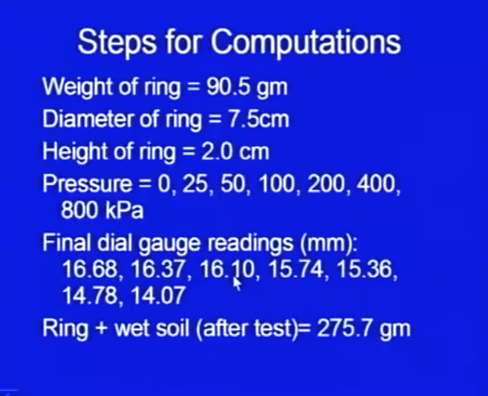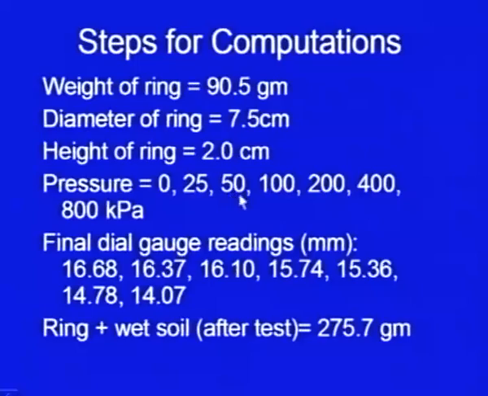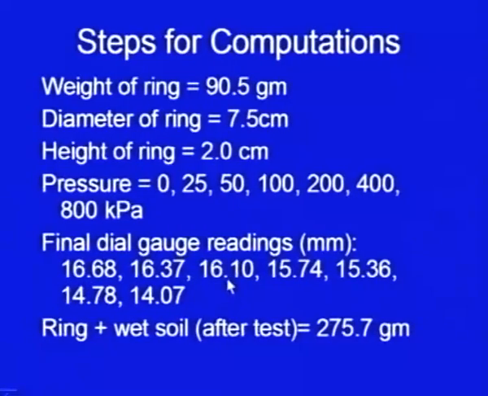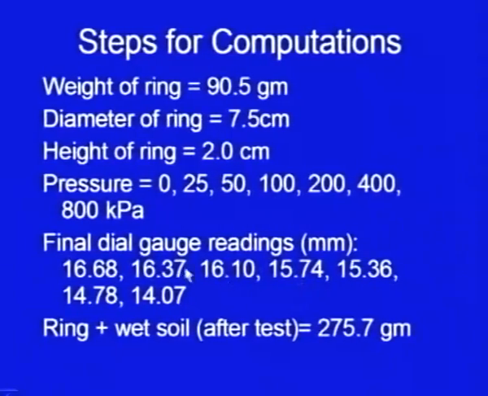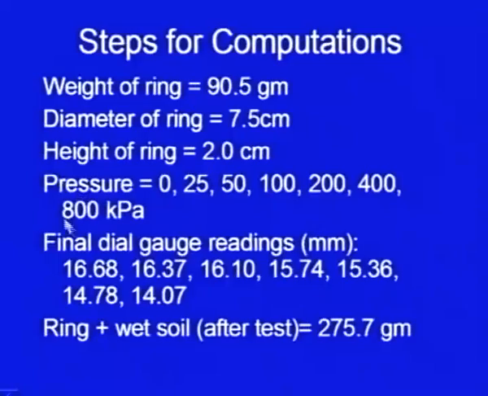So, you can find out the settlement corresponding to any pressure value. For example, corresponding to 50, settlement will be the first reading minus this third reading. Corresponding to 100, the settlement will be the first reading minus the corresponding reading from this table. Now, once the complete test is over, we had applied the pressure up to the maximum value. This was the final reading.